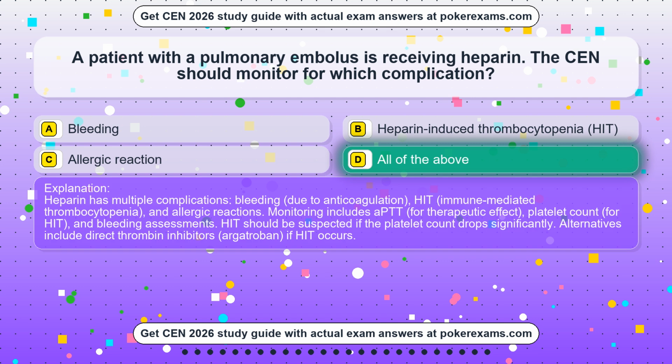Heparin has multiple complications: bleeding, due to anticoagulation, HIT, immune-mediated thrombocytopenia, and allergic reactions. Monitoring includes APTT, for therapeutic effect, platelet count, for HIT, and bleeding assessments. HIT should be suspected if the platelet count drops significantly. Alternatives include direct thrombin inhibitors, argatroban, if HIT occurs.